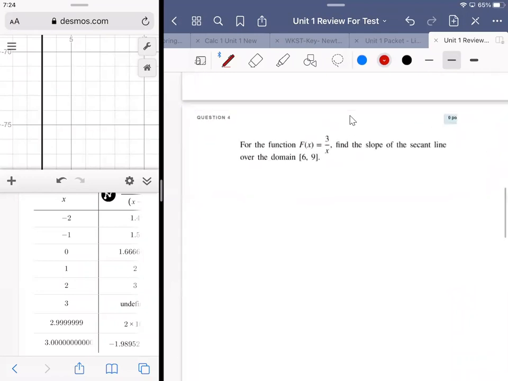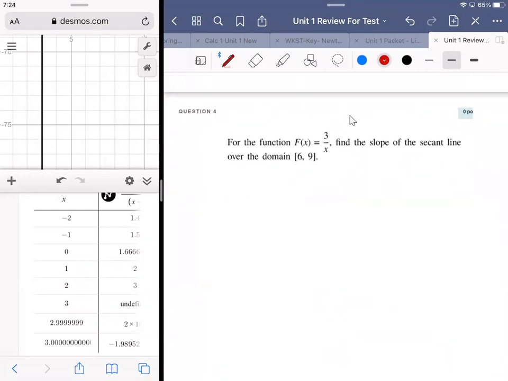All right, so number 4, for the function given, find the slope of the secant line over the domain. The slope of the secant line is very easy to compute if you're given a particular domain. That's a good thing. You don't want to have to reinvent the wheel every time, as they say. So you can just Desmos it up and call it a day.